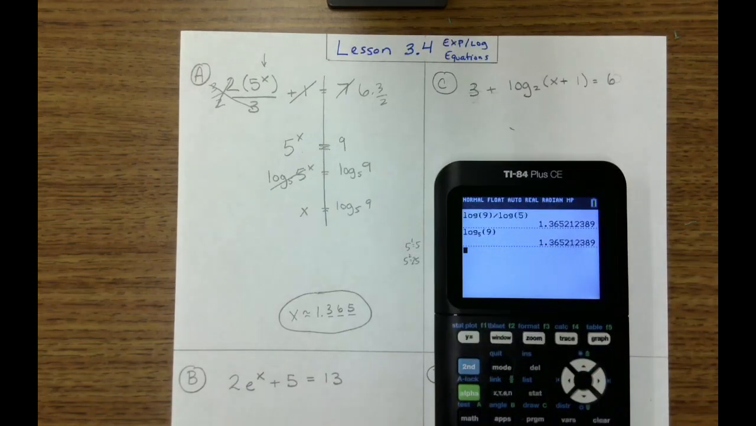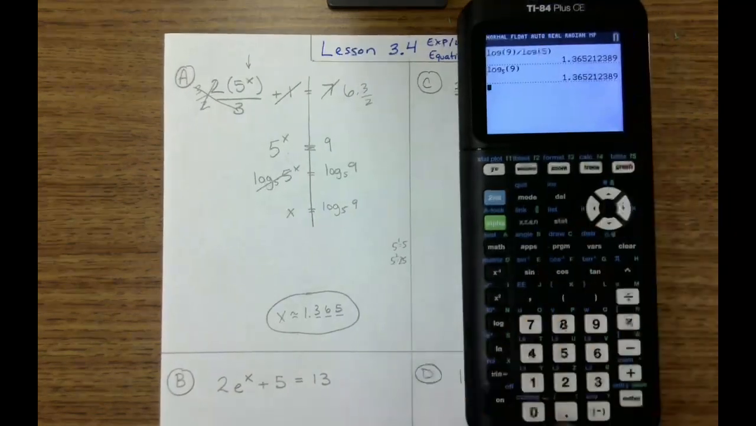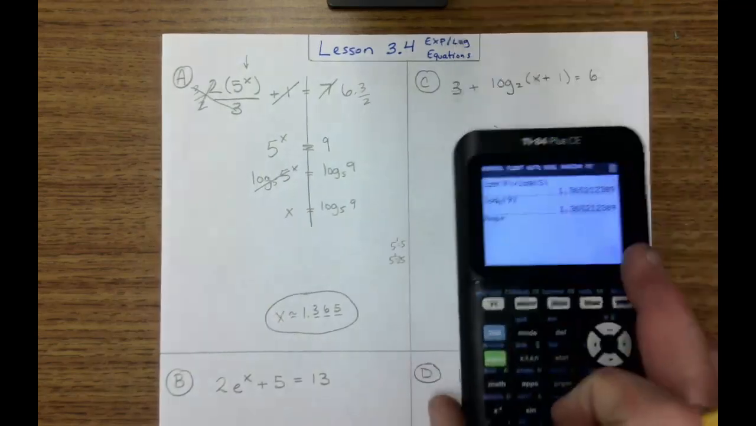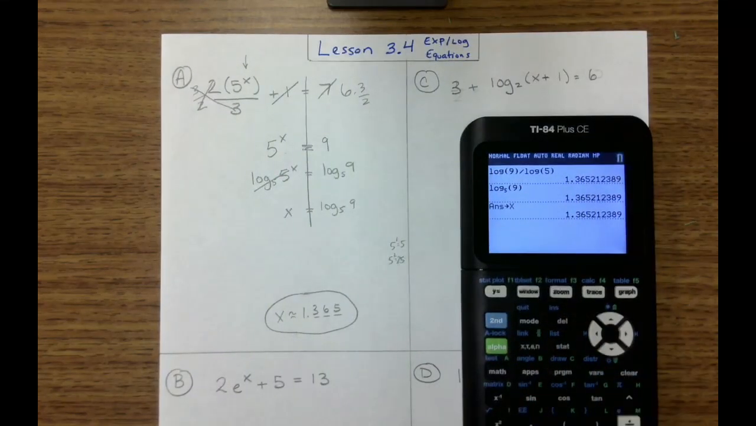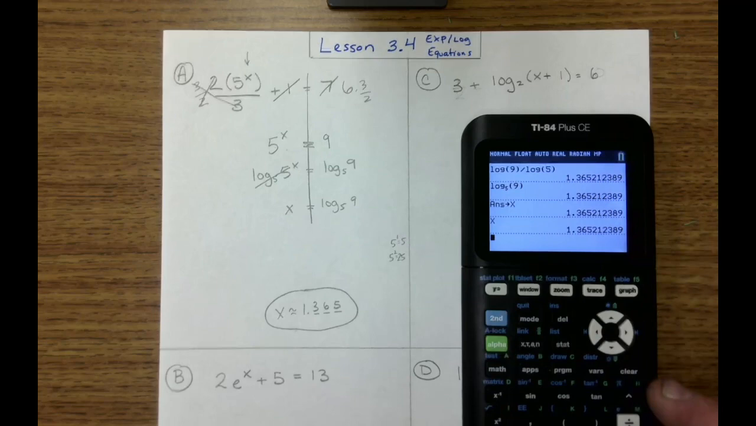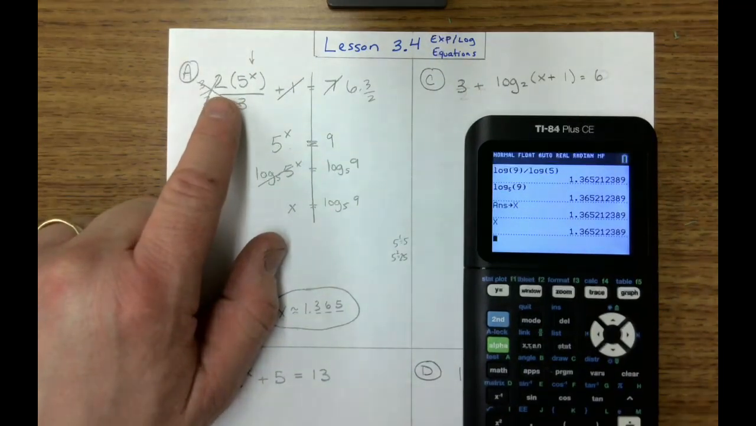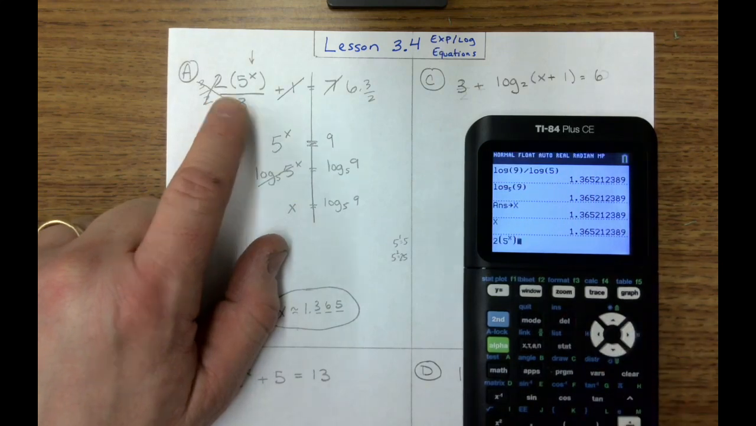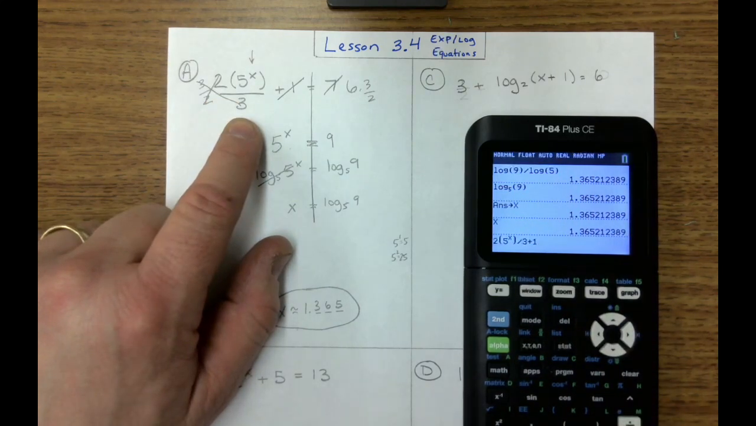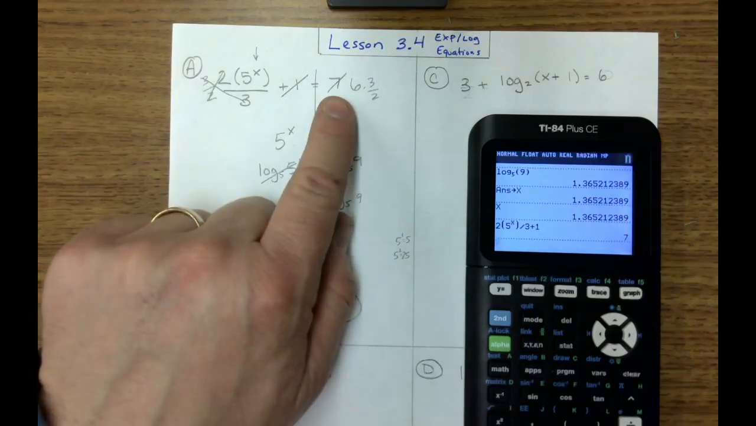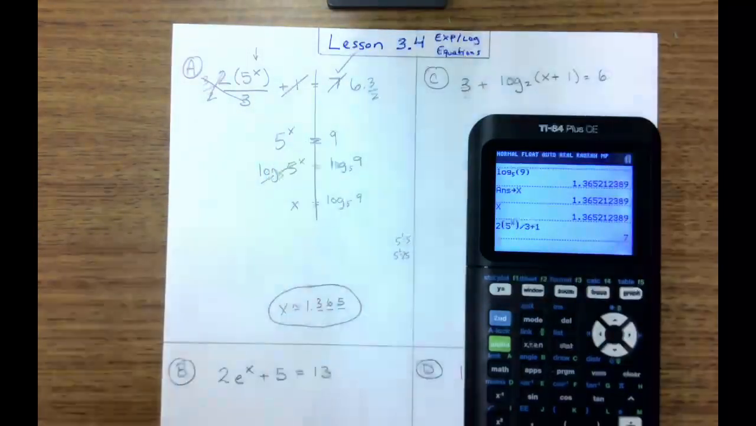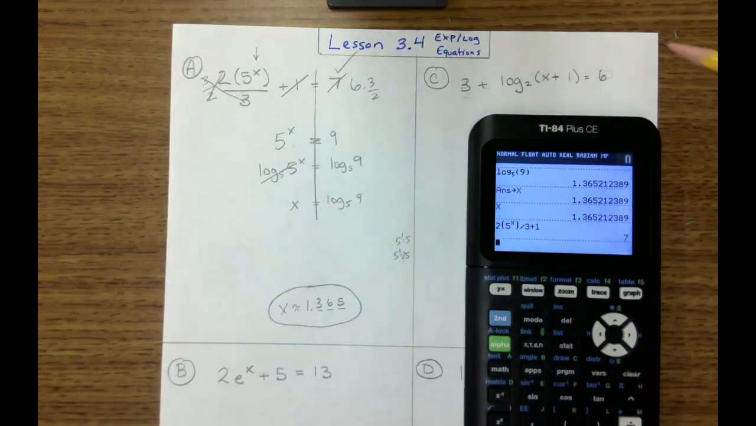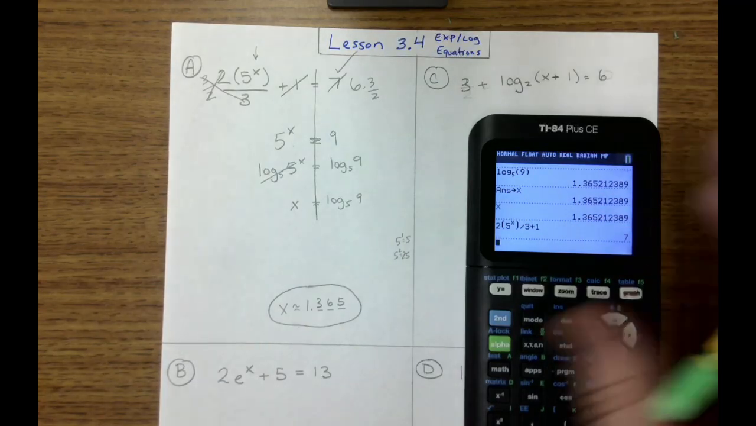Now we should check that. So I'm going to store this, press the store button. Store button's down here. Store it into x, so every time I hit x, that number comes out. And I'm going to just type this in right here: 2 times 5 raised to the x power, that divided by 3, plus 1, and it's going to give me 7 like it's supposed to right there. So that checks out. So let's take advantage of your calculator, store it, check it.